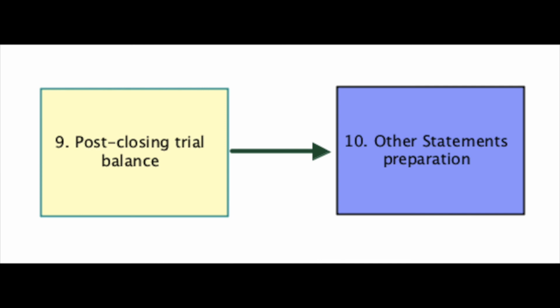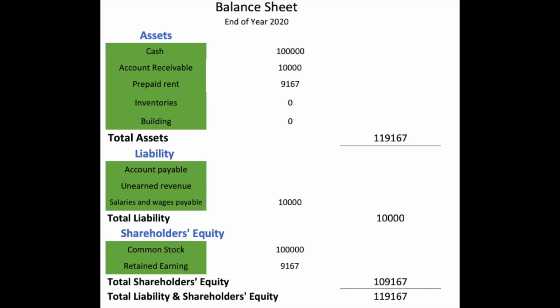10. Other statements preparation. Balance sheet is created from the post-closing trial balance. Balance sheet main classifications are assets, liabilities and stockholders' equity.